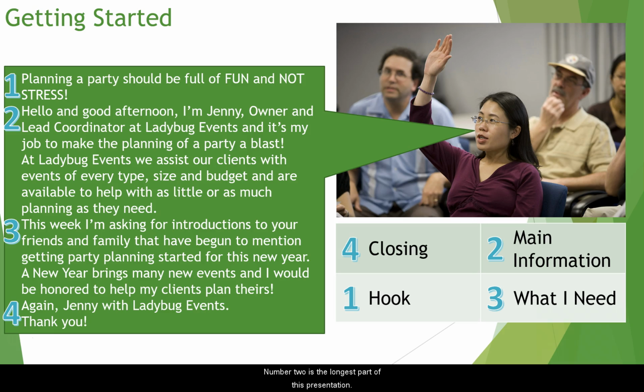Number 2 is the longest part of this presentation. With a short hook, the main information can be a bit longer. Number 3, this is what this person is looking for. And number 4, we have our closing. As you can see, this is probably a little bit longer than 70 words or 120 syllables. In this case, this presentation is about 110 words and 160 syllables. This is how fast a native speaker can speak in under 30 seconds. Your presentation does not have to be nearly this long. Like I said, it needs just to be effective.